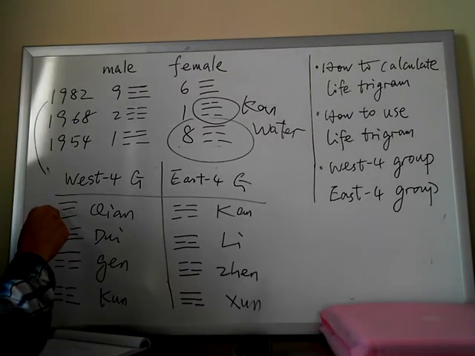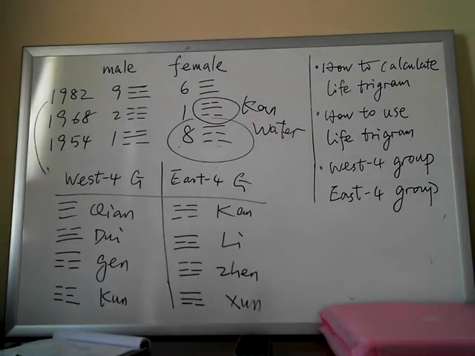So what's the use of these two groups? I will let you know soon that the use is actually wrong. The theory behind it is that a person with a life trigram in the West 4 group cannot live in a house with the house trigram in the East 4 group.